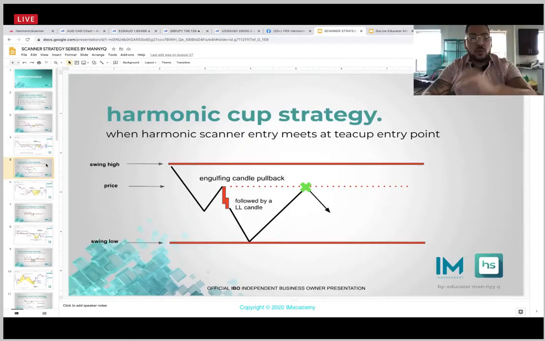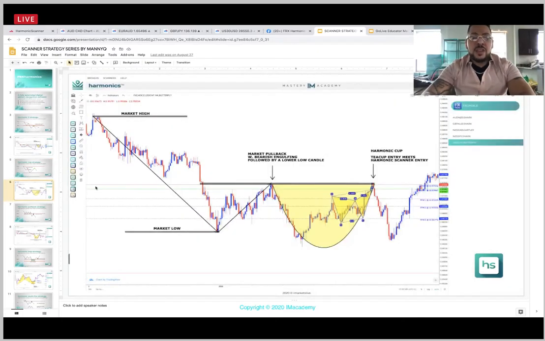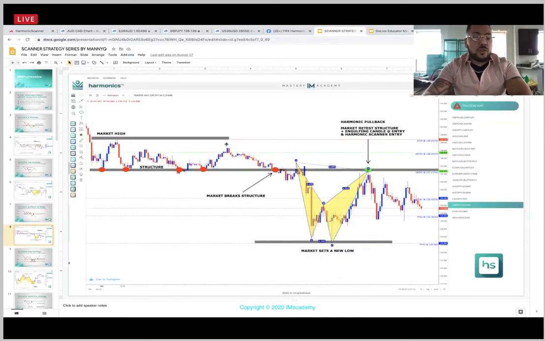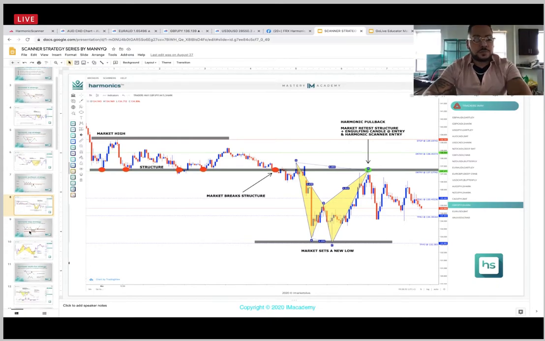Another really good strategy overlay is the Harmonic Cup strategy. This is where the Harmonic scanner and the teacup strategy are both aligning at the same point. This helps us overlay a strategy on the scanner. Next one that we have is the Harmonic Pullback strategy. Shout out to Chris Derrick. This is where we look for what's known as a breakout and retest using the Harmonic scanner. We see support, breakout, retest. There goes the entry. There goes another strategy overlay. This one, shout out to my guy Holy Pips on Go Cup.